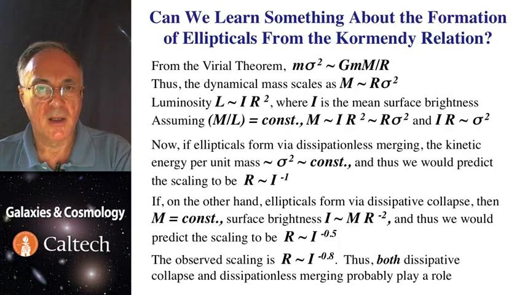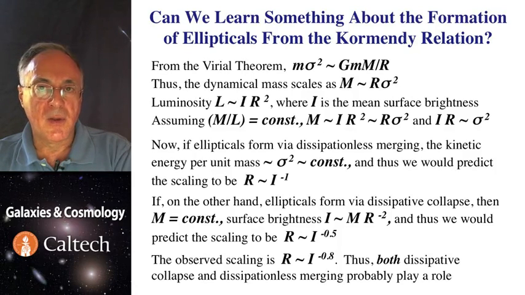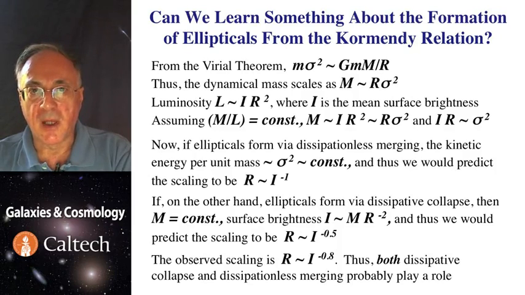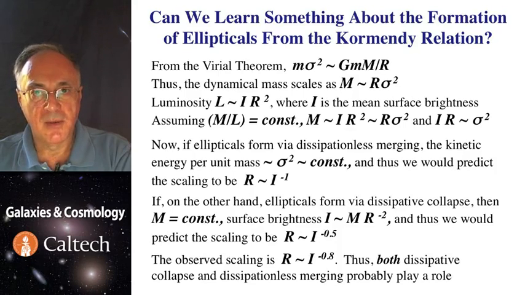But let's just play with the Kormendy relation for a moment to illustrate how you can use these correlations to glean something about galaxy formation. A simple virial theorem argument is that mass will be proportional to the radius and velocity dispersion squared. Now, if we assume that mass to light ratios are roughly constant, which is not such a bad assumption after all, then you can use luminosity as a proxy for the mass, and therefore you can use projected mass density instead of surface brightness.